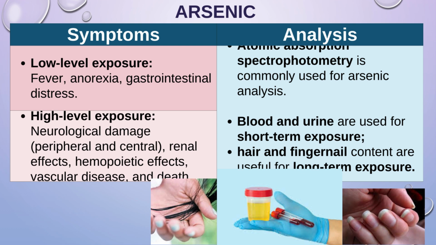For low level exposure, symptoms will manifest as GIT distress, anorexia, and fever. However, a high level exposure will always lead to neurological damage like peripheral and central edema, renal effects, hematopoietic effects, vascular disease, and sadly death. Analysis includes AAS, or atomic absorption spectrophotometry, which is commonly used for arsenic analysis. Blood and urine are used for short-term exposure, and if the patient is having a long-term exposure, we can utilize hair and fingernail samples.